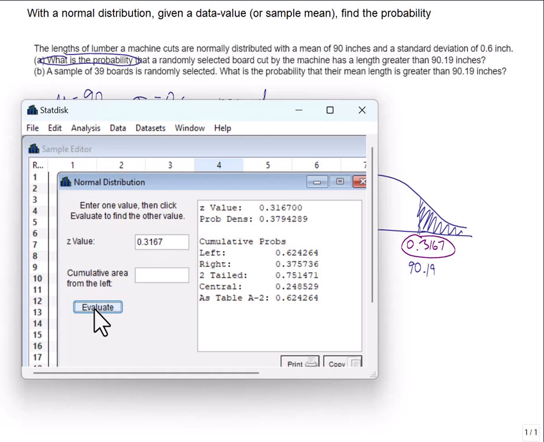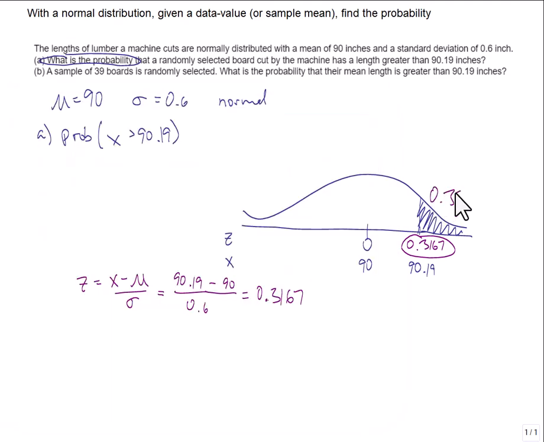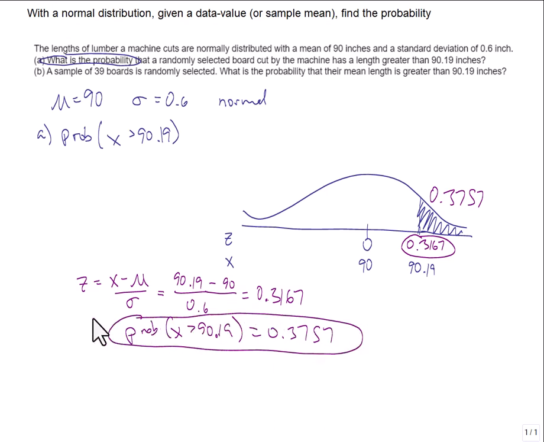It gives the area left, area right, and so on. The thing we're interested in is the area to the right, which was 0.3757. And area is your probability, so that is your final answer: 0.3757. There's your final answer for part A.